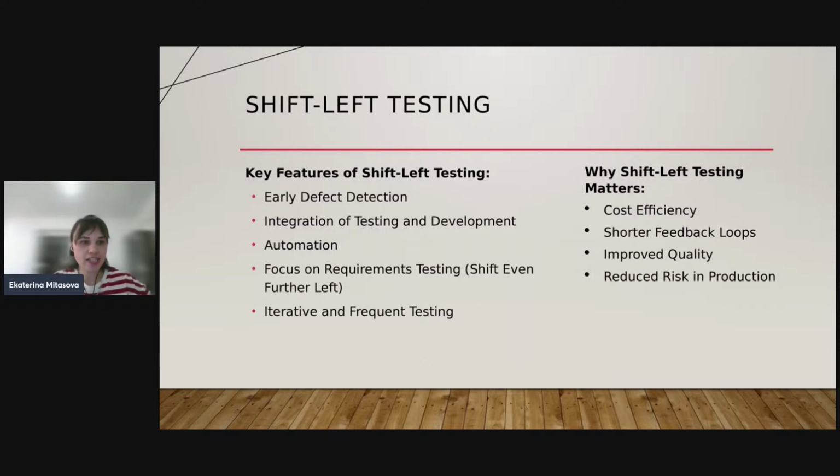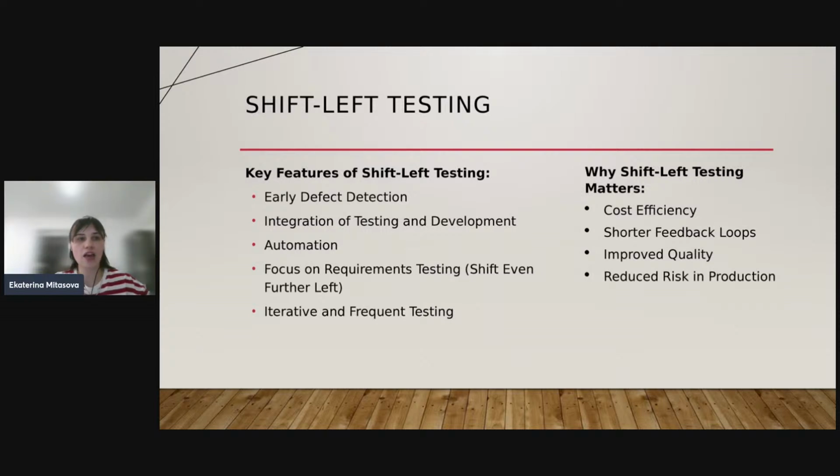There is also integration of testing and development. Developers are actively involved in testing. They use techniques such as unit testing, code reviews, and static code analysis. There is a heavy use of automation. Automated tools are integrated into the development pipeline. And this allows such tasks as regression testing, performance testing, and security checks to happen earlier.